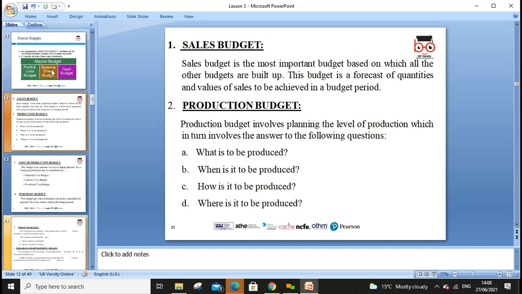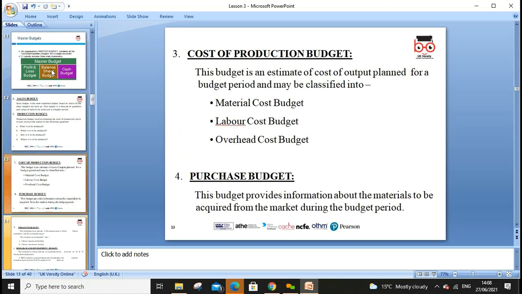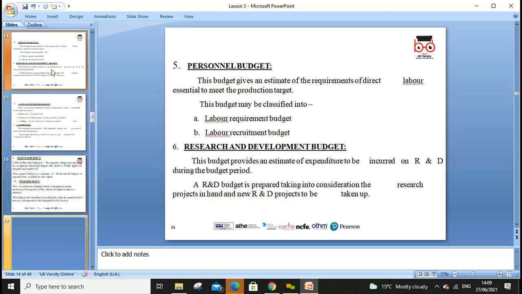The sales budget is the forecast for the quantity and the value of the sales to be achieved in the period. The production budget involves planning the level of production, which answers what is to be produced, when, how much, and where. Then the cost of production budget is an estimate of the cost of the output planned for the budget period, and may be classified into the material cost budget and overhead budget.